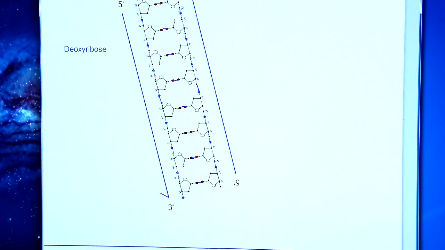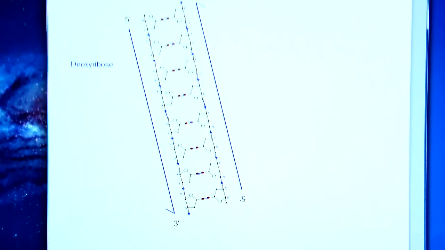And as a result, you now have an anti-parallel set of strands in the DNA molecule. Okay? Let me pan this a little bit so you can see the effect.